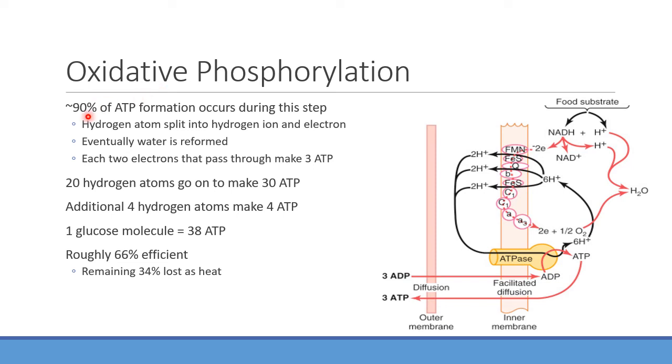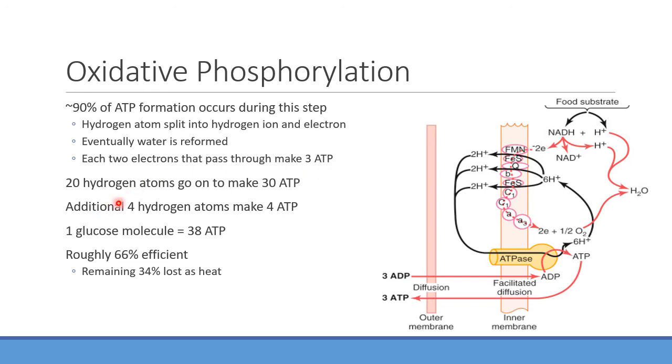Anyway, so what happens here is the hydrogen atoms, again, getting split into their electrons and the hydrogen ion. This is then going to form water. At some point, we're going to have some more water. It's going to be an output of this system. And then each of the 2 electrons that pass through, we're going to generate 3 ATP. 2 electrons are going to end up generating 3 ATP each.